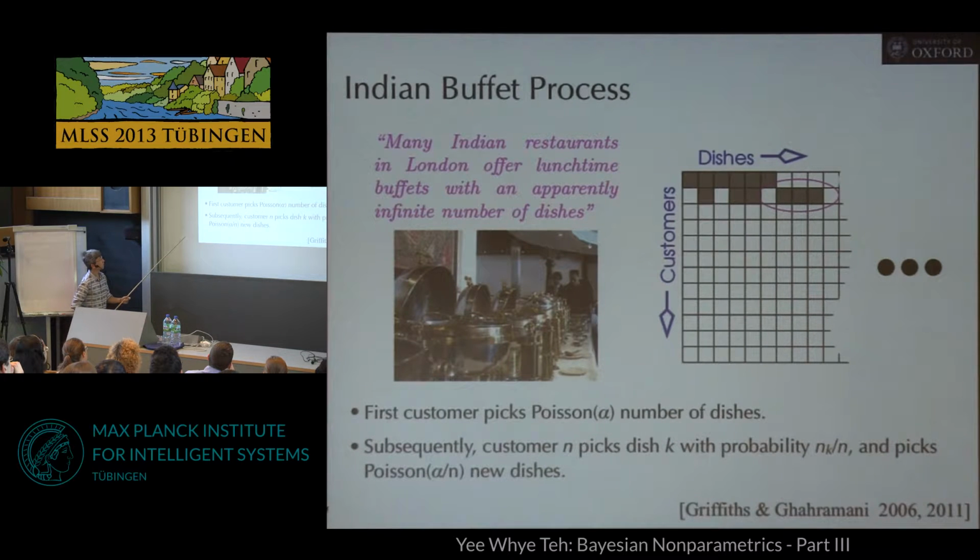And the distribution is basically for customer N. For customer N, we're going to pick dish k with probability m_k divided by N. Okay, so there's a typo here, it's not a division by N plus 1. I think it's just N, sorry. And picks Poisson(alpha divided by N) number of new dishes. Right, so that's the generative process.